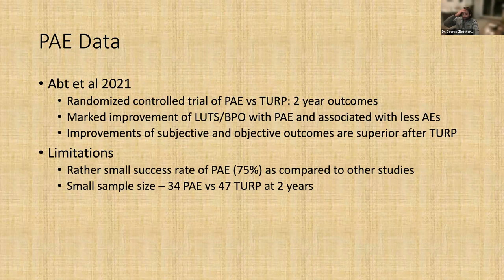This is a randomized controlled trial, PAE versus TURP. Two-year outcomes showed marked improvement in LUTS and obstruction with PAE, associated with less adverse effects. Improvements of subjective and objective outcomes are superior after TURP. So there's some data going against our procedure, but the most important thing is these patients have much less adverse effects: retrograde ejaculation, erectile dysfunction, or urinary incontinence. This has not happened with our procedure, and this is very appealing to patients.